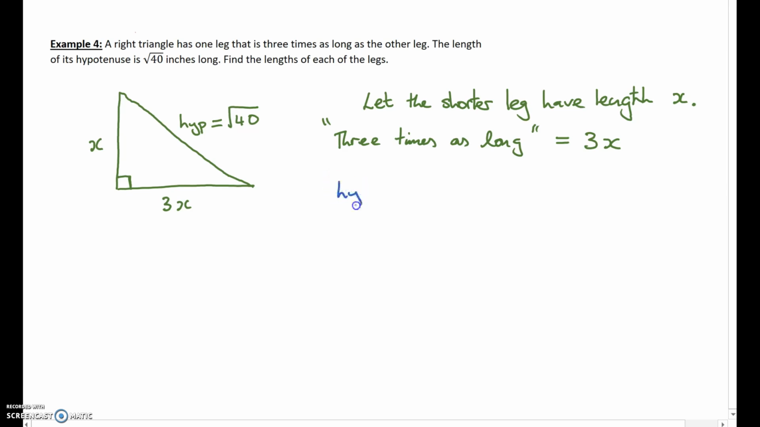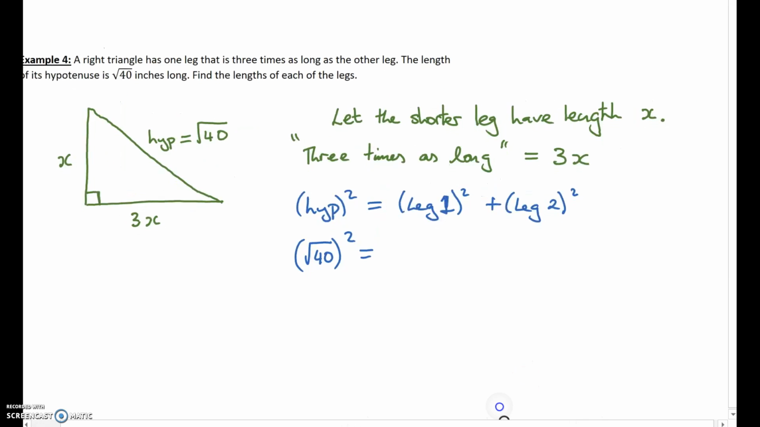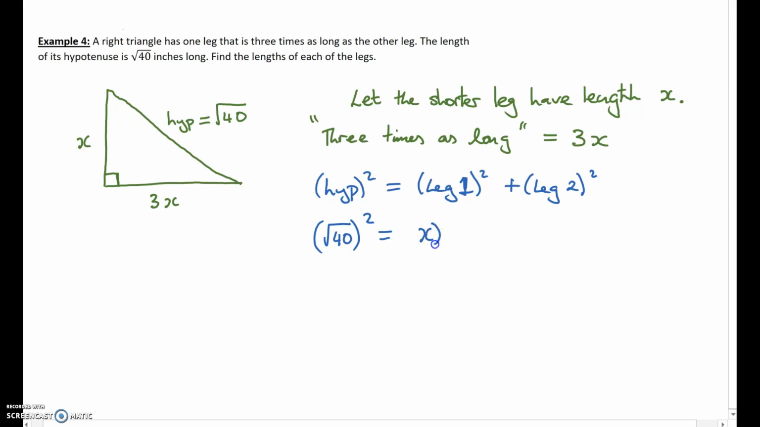Now Pythagoras' theorem says that the hypotenuse squared is equal to leg 1 squared plus leg 2 squared. Well, the hypotenuse is the square root of 40, so that's the square root of 40 squared is equal to leg 1. It doesn't matter whether you say x or 3x is leg 1, it makes no difference. Let's say it's x squared, and plus leg 2 then would be 3x squared. When you square the square root, they cancel, and you're just left with 40. So a square and a square root cancel one another out.